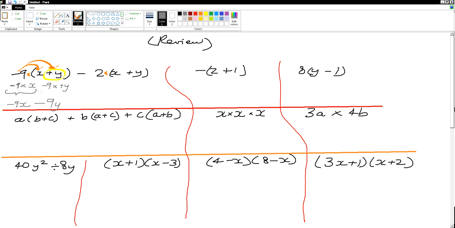We haven't finished. That's just the first part. We have enough space to finish it all off. Next one, this minus belongs to 2. So we have -2 multiplied by x and -2 times by plus y. What is -2 times by x? -2x. Remember, we multiply, we're not adding them here. What is -2 times by plus y? -2y. That's right.